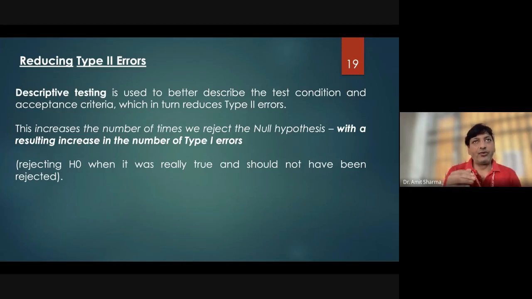So whenever you want to reduce the type 2 error, you have to increase the number of samples in your study. But make sure that in that case, on the other side, type 1 error is going to increase. So you have to look at both.